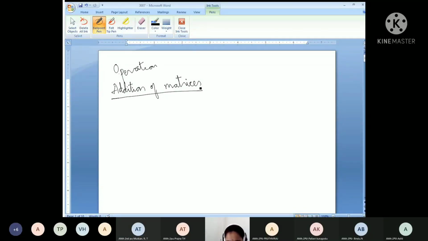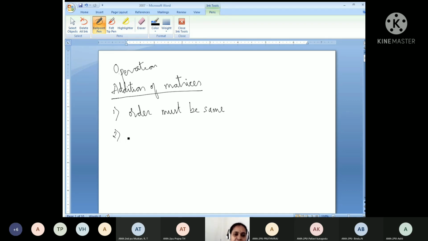They did not understand the definition of addition of matrices. Today I want to elaborate a little about that. So if you want to take addition of two matrices, it means one thing: order must be the same. Order must be the same. This is the first thing.